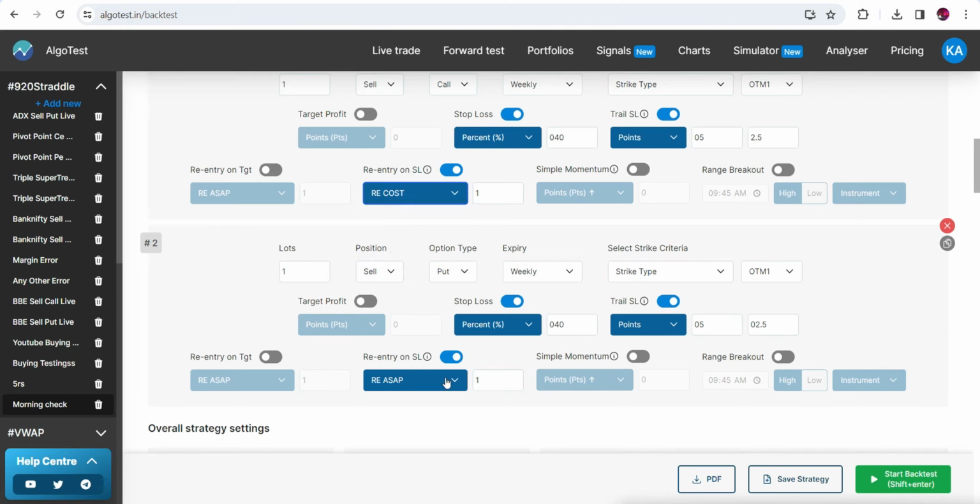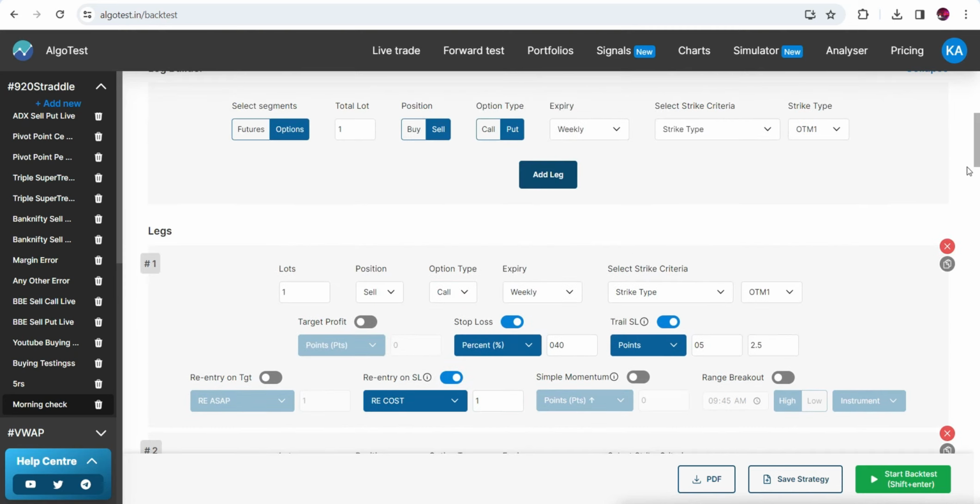How recost works, let me give you a simple example. Assume at 9:16 in the morning it sold OTM1 call. The price at which it sold is 300 rupees. After some time it hit our stop loss, that is 40%. 40% of a 300 premium is 120 points. So at 420 it hit our stop loss.